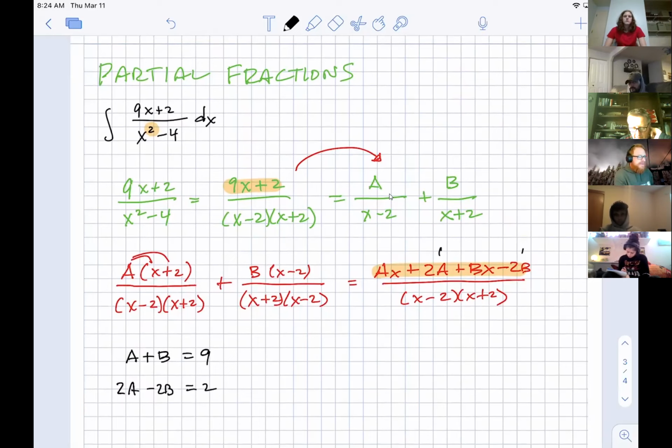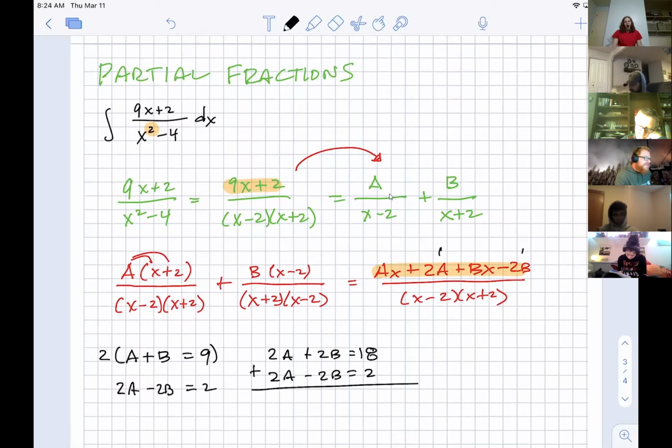So let's see, this looks easy to solve to me if I multiplied this one by 2, because then it would be 2a plus 2b plus 8 equals 18. And the bottom one would still be 2a minus 2b equals 2. And then if I added these two equations together, the b's would cancel out. That's why I multiplied the top one by 2. Is that ringing a bell from your previous math knowledge?